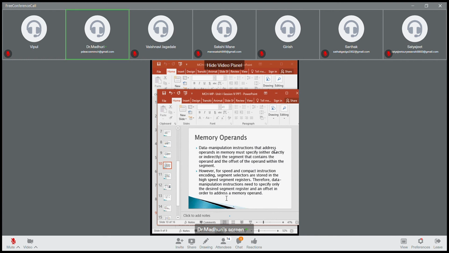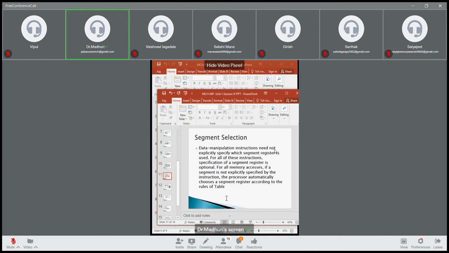Okay, now you have the operand selection. The instruction format we have seen. The operand selection is something like this. Okay, how you can select the operand for the instructions. Now next is the memory operand. Then the segment selection. The segment selection मध्ये पण परत तसंच आहे. काही restrictions आहेत, काही formats they have defined.